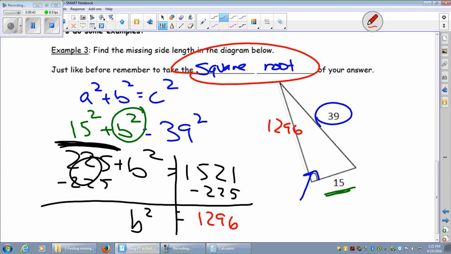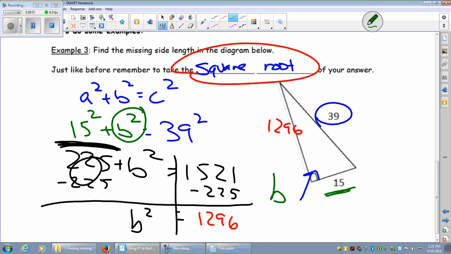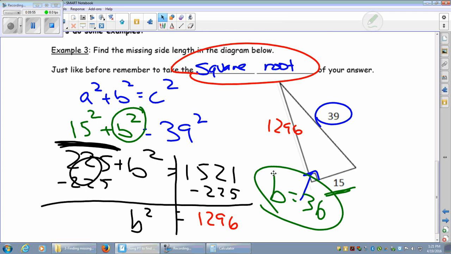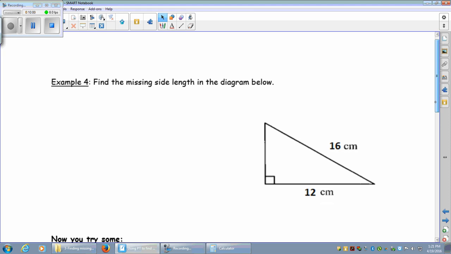Take the square root of my answer. So let's take the square root of 1296. And when I do that, I end up getting 36. So b is equal to 36. All right? All right. So I got one more example for us, and I want you guys to try a couple for me.